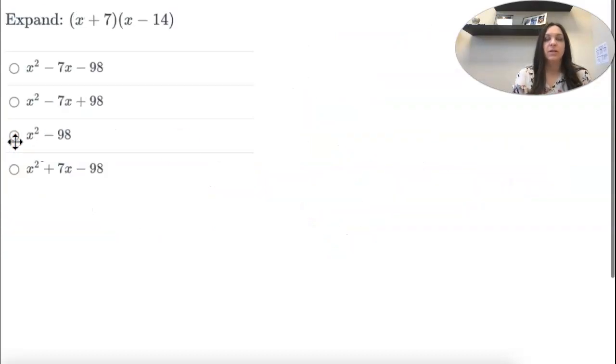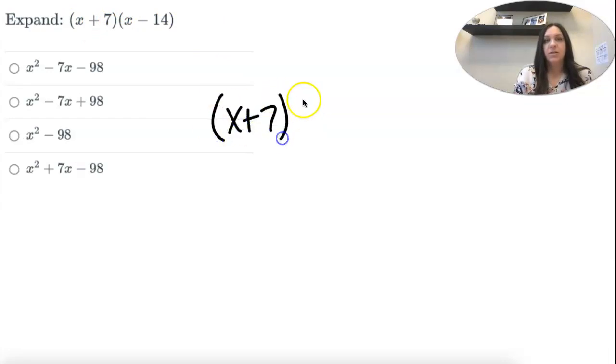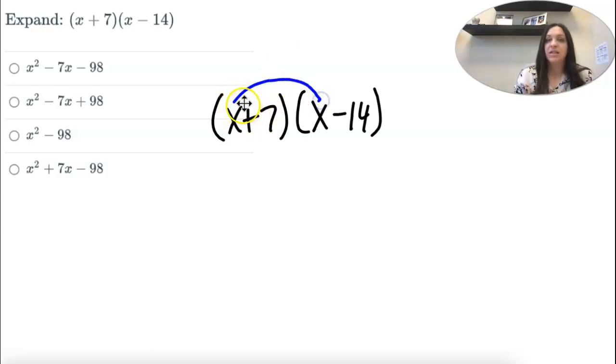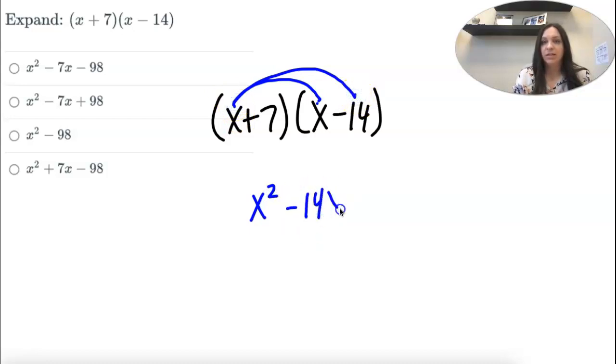Let's do another one. See, we're multiplying. There's 2 parentheses right next to each other. I'll do it this other method this time. So we want to multiply the x by both of those. So x times x is x squared. X times negative 14 is negative 14x.